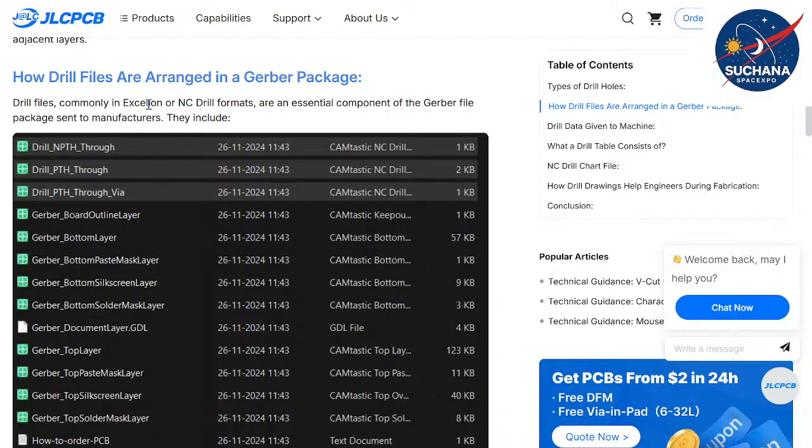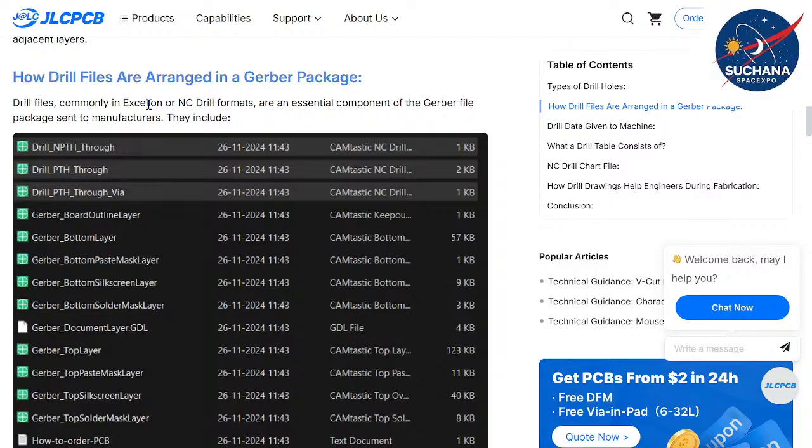We discussed impedance, right? IPC, different kinds of things. Similarly, these files are also of different formats. It could be in XLN format, or it could be NC drill format. These are the two famously used file formats for drill files. So for your understanding, a drill file is a file containing the complete information about the drills only. Drills means the vias.